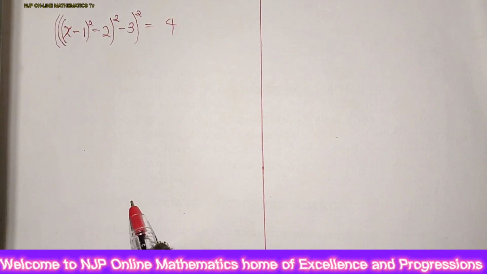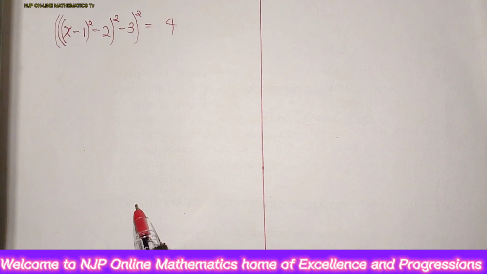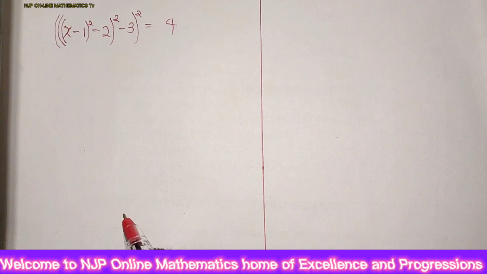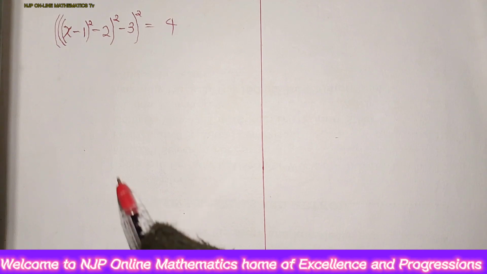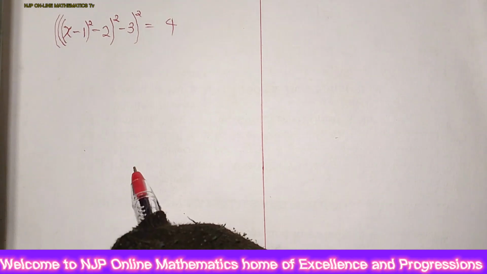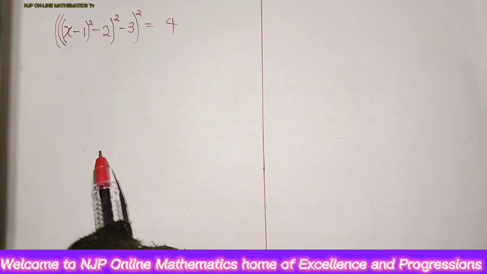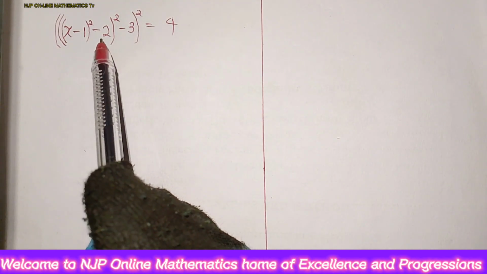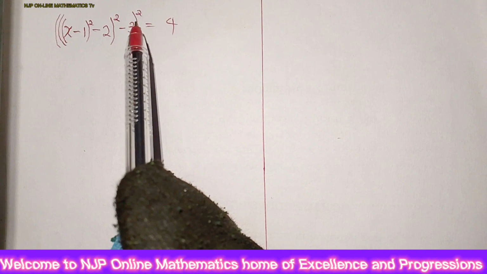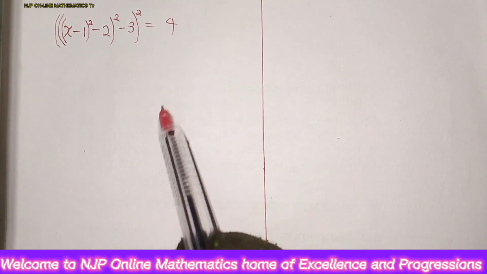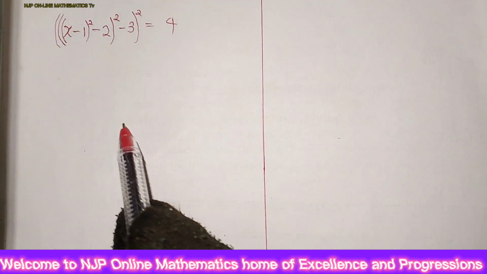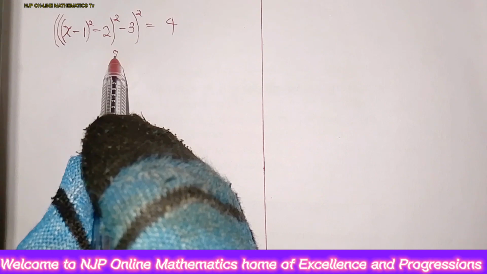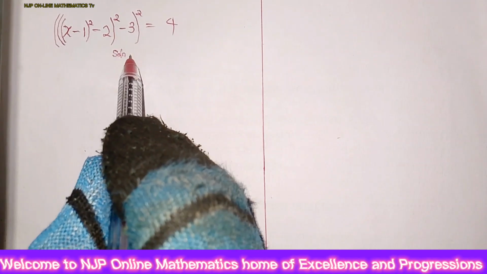Let's solve this lovely Oxford Mathematics problem here together. We are asked to find all the values of x to satisfy this equation. We are given ((x minus 1) all squared minus 2) all squared minus 3) all squared equals 4. So we should find all the values of x. Let's give the solution to the problem.